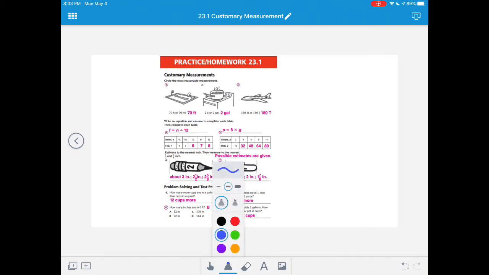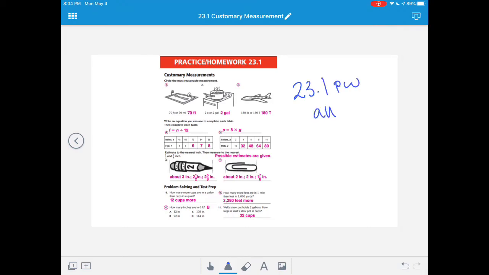Today, you're going to be working on 23.1 PW. I would like you to try all of it and come ready with questions to Zoom so that we can work some problems out together.